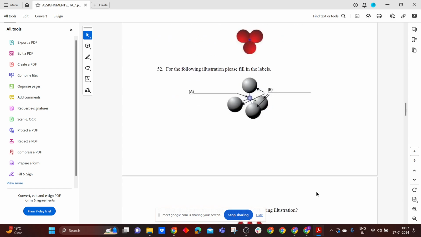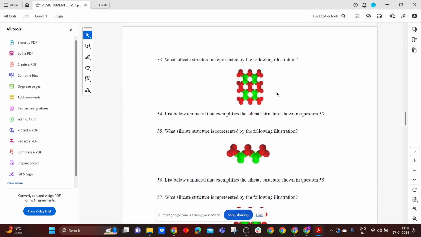Okay. Now 52. Anyone will try? So this is a tetrahedron configuration, as you can see, guys. A is the smallest one, and B. It is a normal tetrahedron configuration arrangement. So what will be this A, the blue color thing? Sir, silicon. Exactly, Si. And B will be oxygen. Yes, very good.